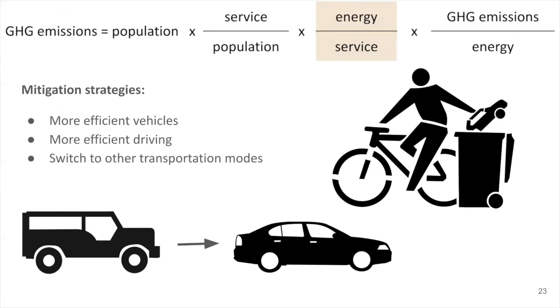The next term here is energy per service. And this really refers to efficiency. So in the case of the car, this could mean driving more efficient vehicles, but it can also mean driving more efficiently, so doing eco-driving. Another strategy is to switch from those modes that are less efficient to those modes that are more efficient. So for example, from a car to a bike.